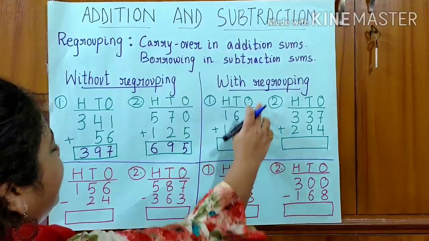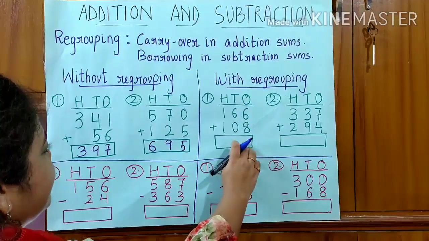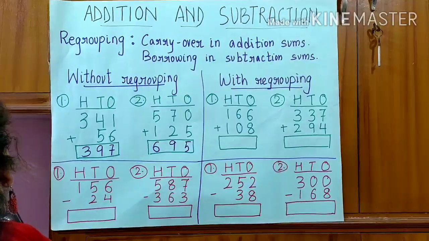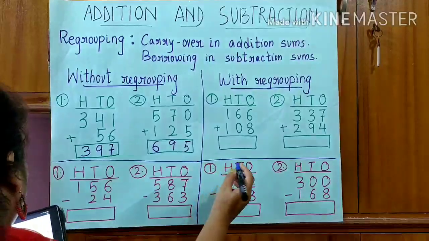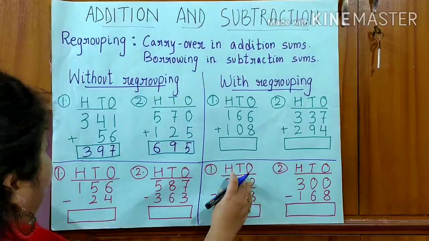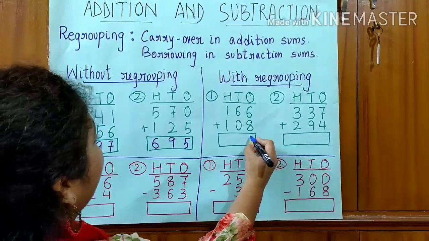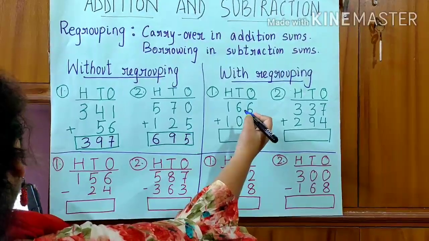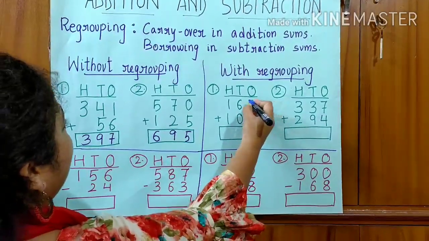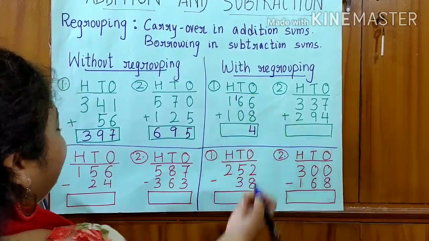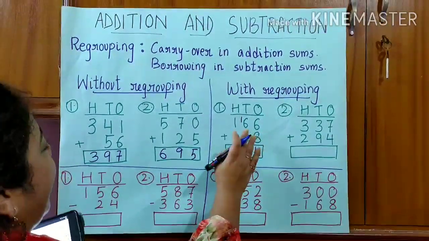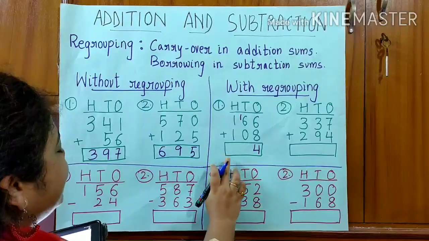Right, children? Now, let's add the ones place. 6 ones plus 8 ones is equal to how much, children? 6 ones plus 8 ones is equal to 14. So we are going to write 4 over here, and the 1 ten will go to the tens place, right? Are you clear, children? The same way you used to carry over in your previous class.